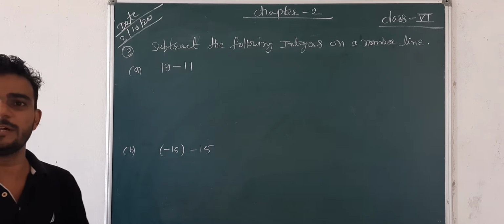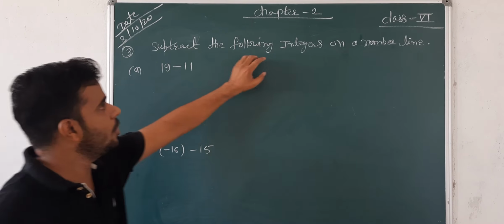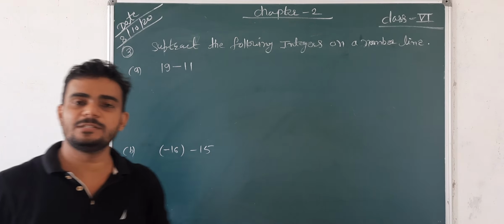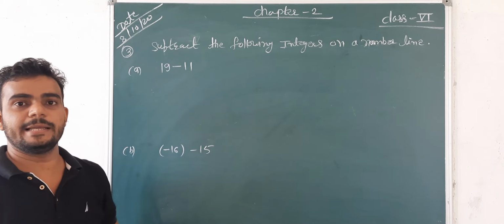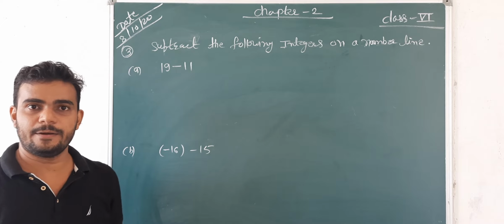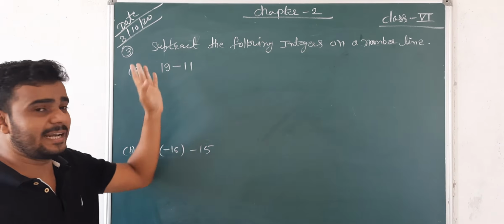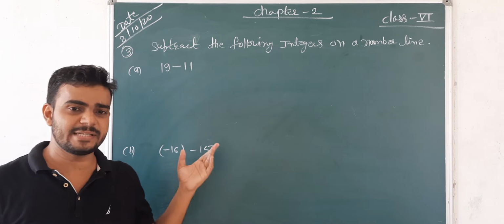So let's see the next question, third one. Subtract the following integers on the number line. It means you have to subtract the following integers on the number line. आपको इनको number line के ऊपर क्या करना है? Subtract करना है. Okay. So same way as the second one. Second में जैसा किया था वैसा का वैसा ही इसका भी way है.